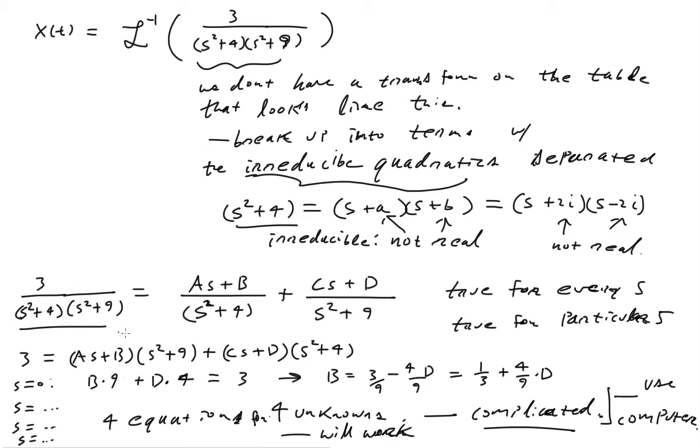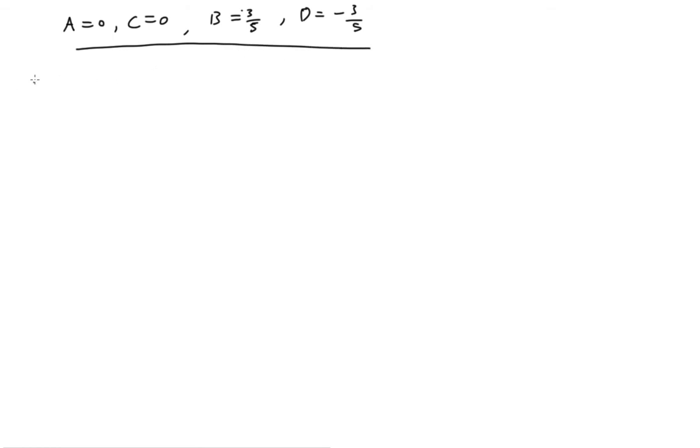But we don't want to do that. Instead, I'm going to save you the trouble. We'll just actually write down what the answer is. Okay, so it turns out, once you do all the calculations, you're going to find out that A is equal to 0 and C is equal to 0. But B is going to be equal to 3/5, and D is going to be equal to negative 3/5. Okay. We can do the math to figure that out if you want, but those are the answers, and that just saves us time.